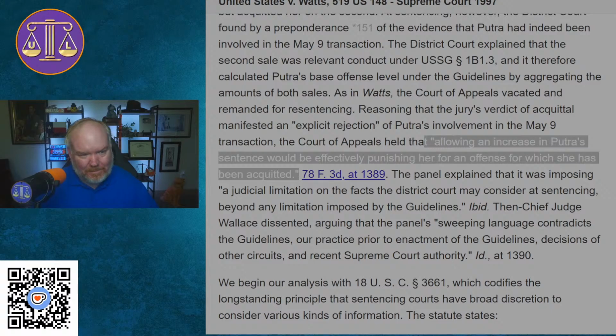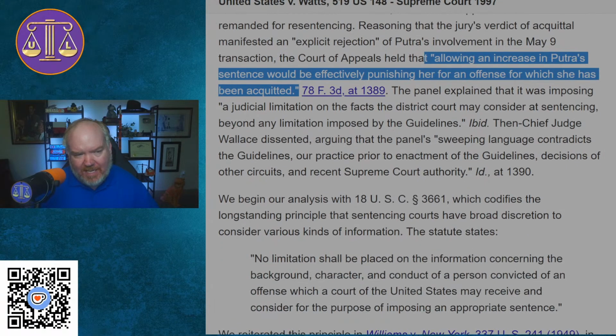Great, pressing on. The panel explained that it was imposing a judicial limitation on the facts the district court may consider at sentencing beyond limitations imposed by the guidelines.